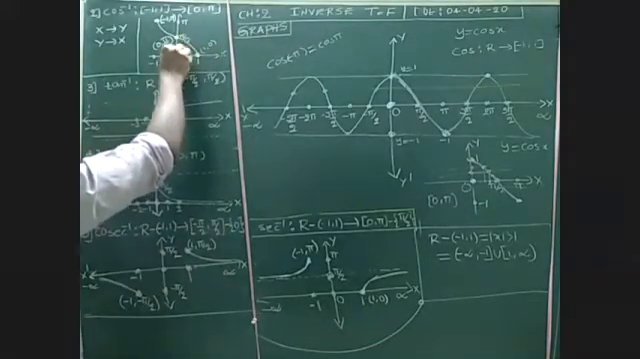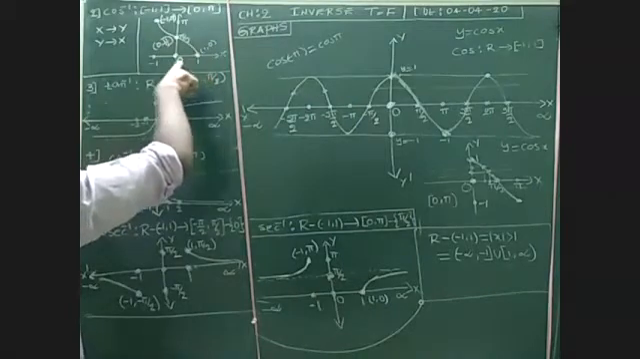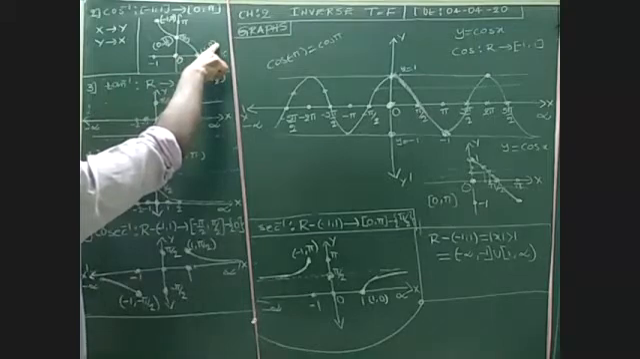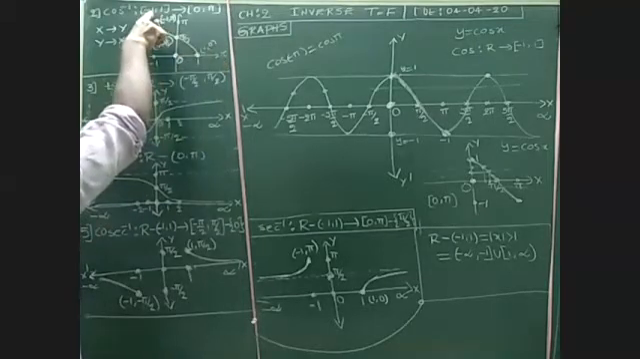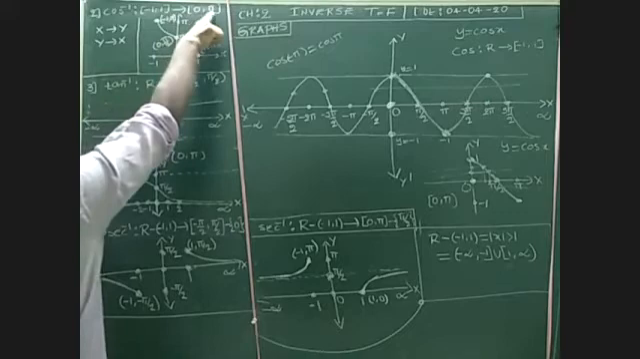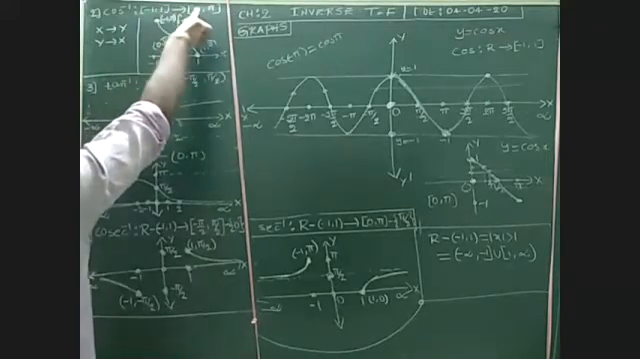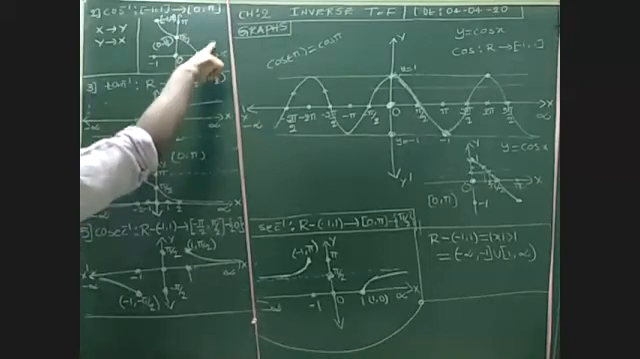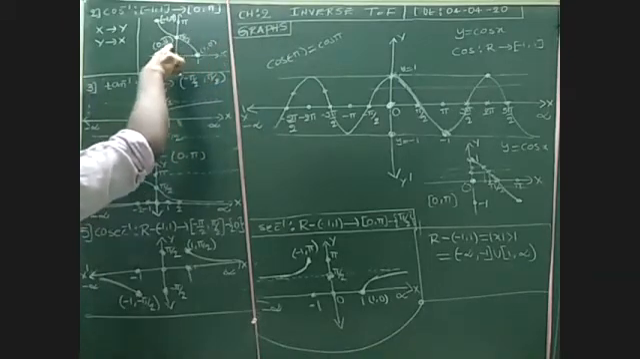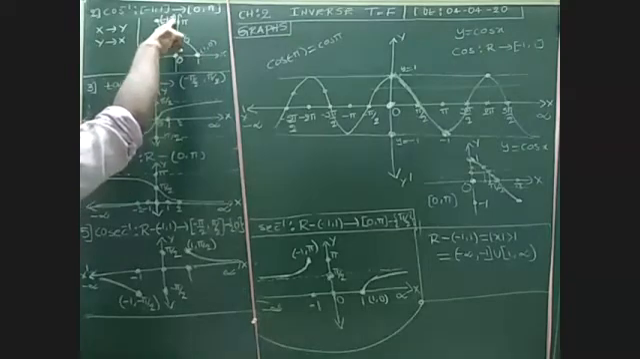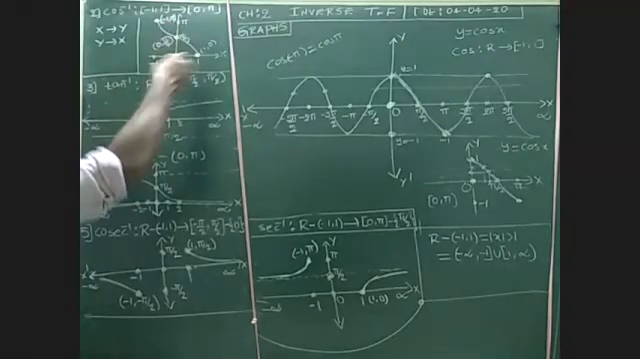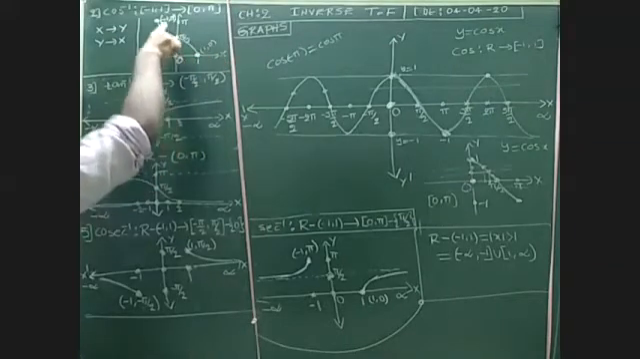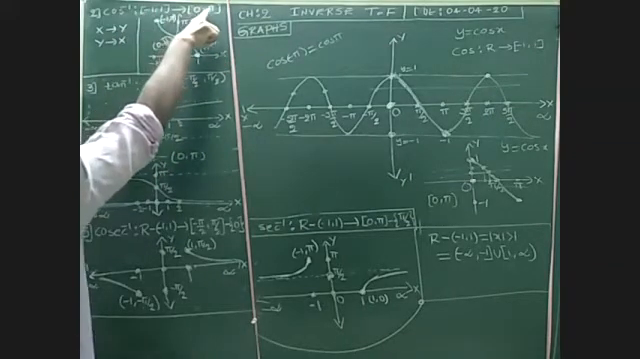Again, I draw the same values. Cos inverse 1 is 0. The domain is -1 to 1. The range: cos inverse of 1 is 0, cos inverse of -1 is π. Same values: cos of 0 is 1, cos of 90 is 0, cos of 180 is -1. In the inverse, cos inverse 1 is 0, cos inverse 0 is 90, cos inverse of -1 is π.